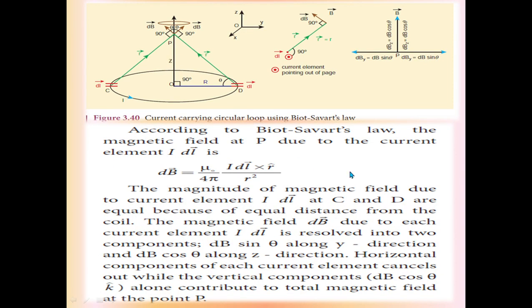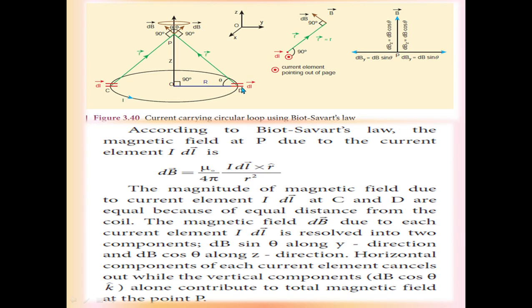Next, according to the Biot-Savart law, the magnetic field at P due to the current element I dl vector is, as we already know from the Biot-Savart law, dB vector is equal to μ₀ divided by 4π into I dl vector cross r cap divided by r square. Now the magnitudes of the magnetic field due to the current elements I dl vector at C and at D are equal because they are at equal distance from the coil.